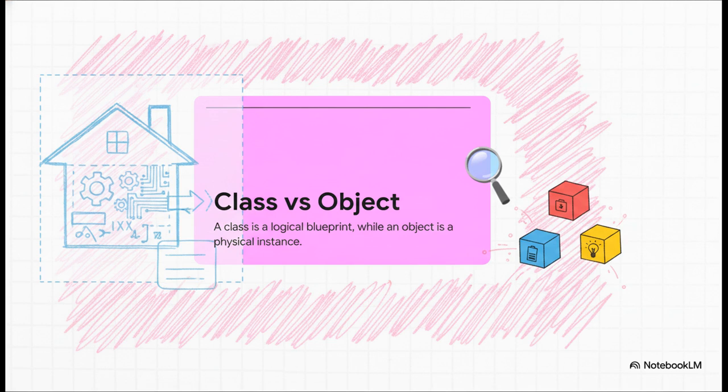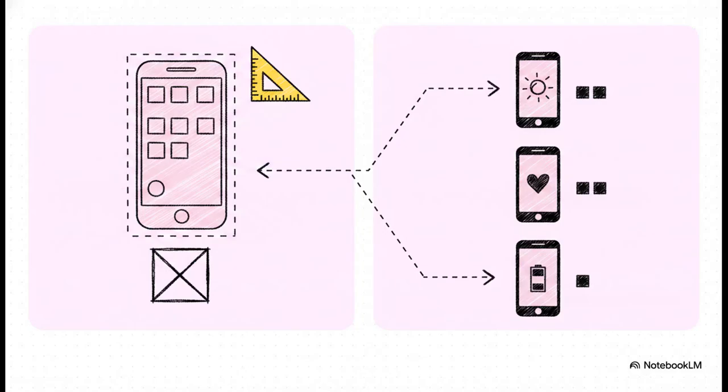An object, on the other hand, is the physical instance created from that class. It's the concrete reality that actually holds data and takes up memory in your computer when the program runs. Let's put that in perspective.